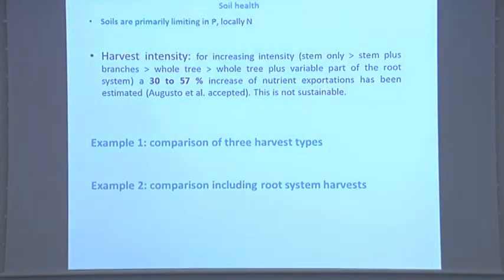Harvest intensity. I will give you 2 examples, 3 harvest types with increasing amount of roots that are also taken out. And in red, I gave a figure here, 30 to more than 50% extra export of nutrients are possible if you let the people harvest whatever they want.